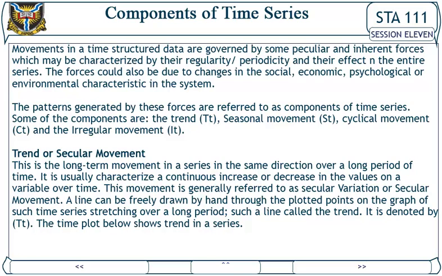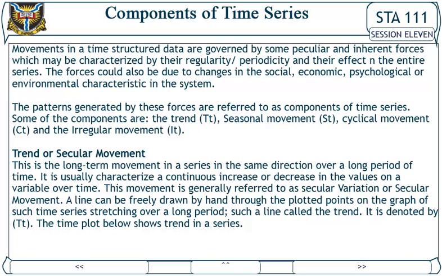Components of time series. Movements in a time-structured data are governed by some peculiar and inherent forces which may be characterized by their regularity, periodicity, and their effect in the entire series. The forces could also be due to changes in the social, economic, psychological, or environmental characteristics in the system. The patterns generated by these forces are referred to as components of time series. Some of the components are the trend, T_t, seasonal movement, S_t, cyclical movement, C_t, and the irregular movement, I_t.